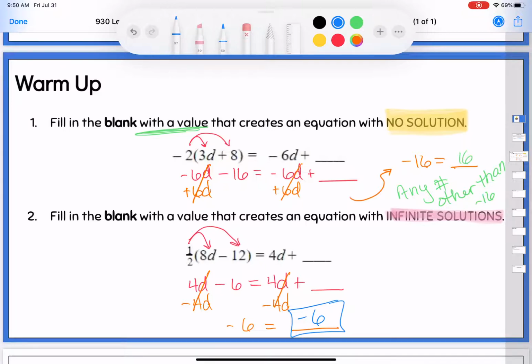So hopefully you guys did okay with that warm-up. Really remember no solutions and infinite solutions from yesterday.